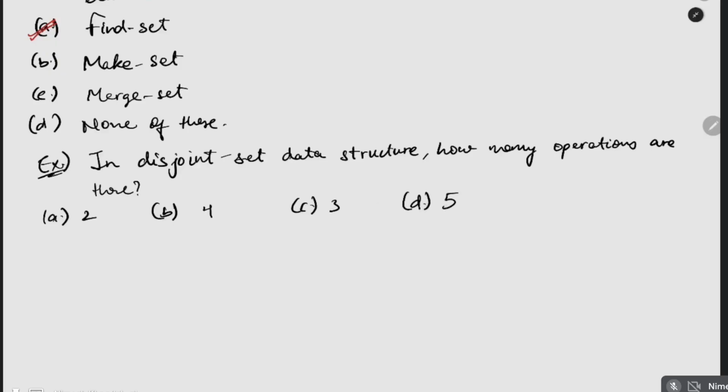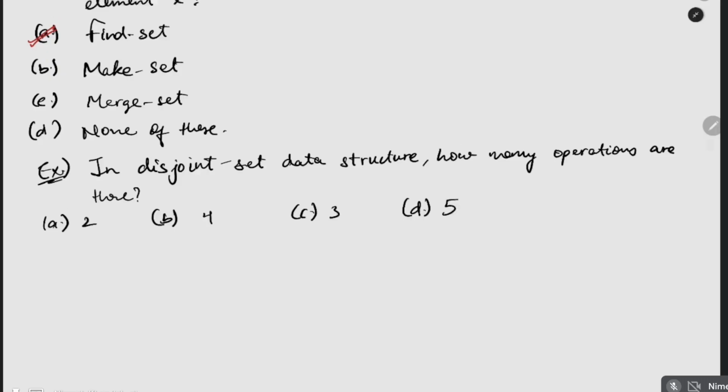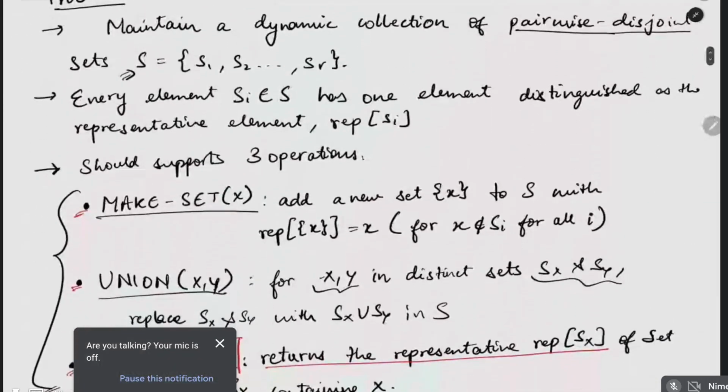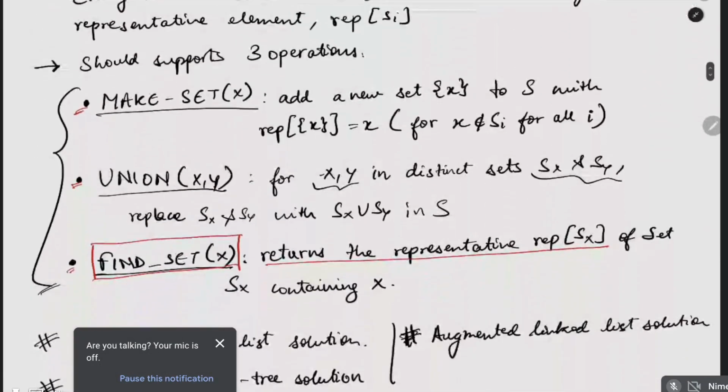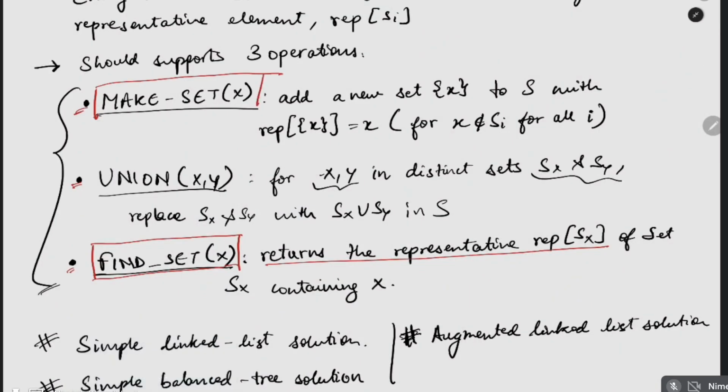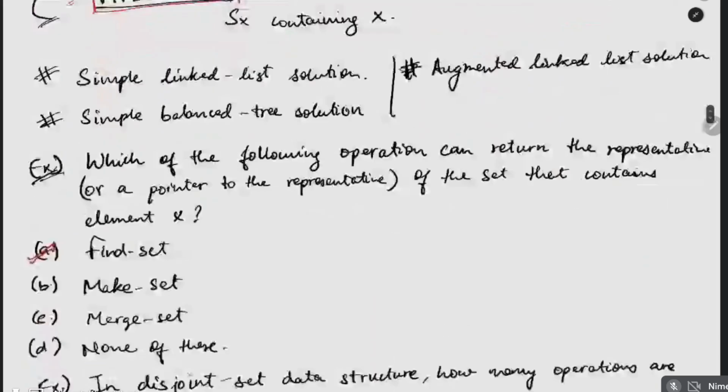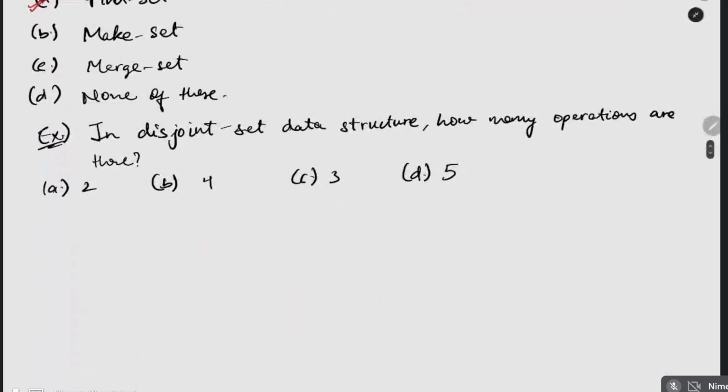five? Right. So again, we saw that in the disjoint set data structure, there are three major operations that need to be defined: the make set operation, the union operation, and the find set operation, right? So again, for this one, there are three operations that are defined.